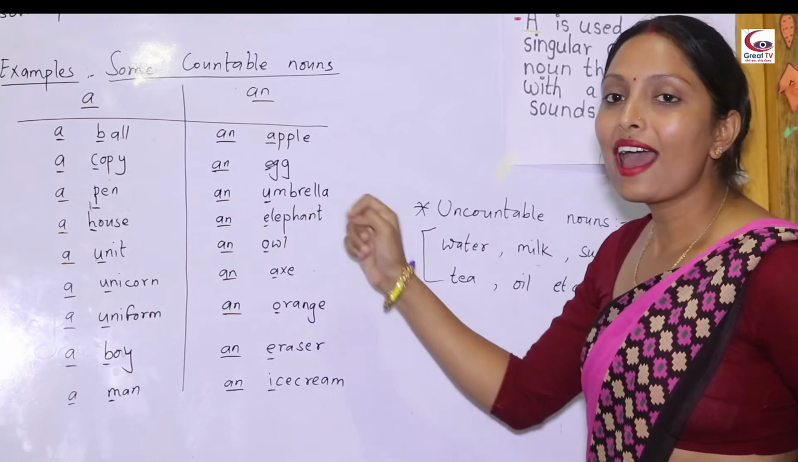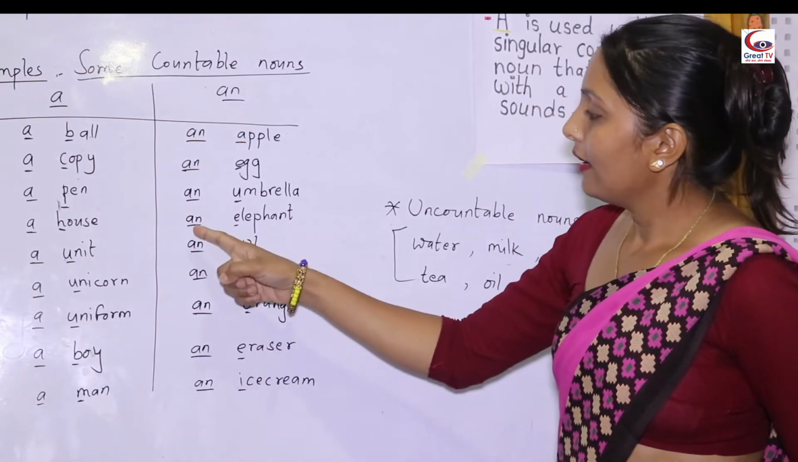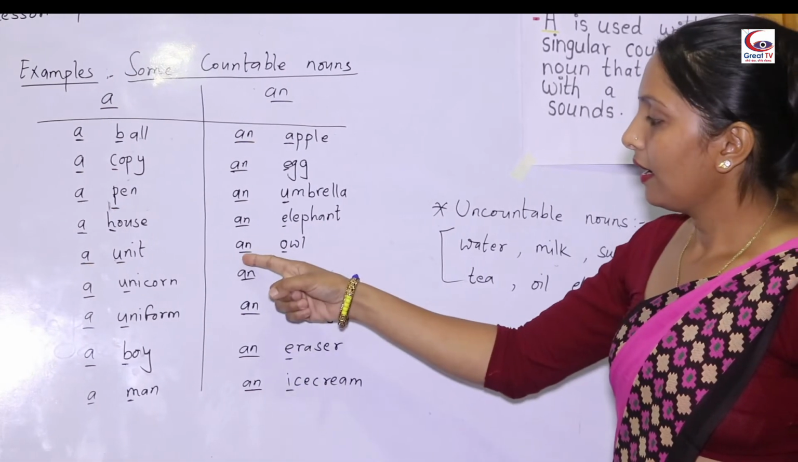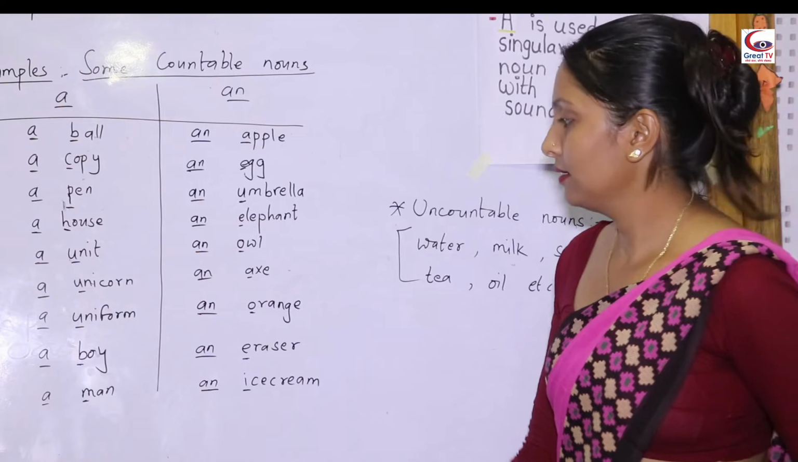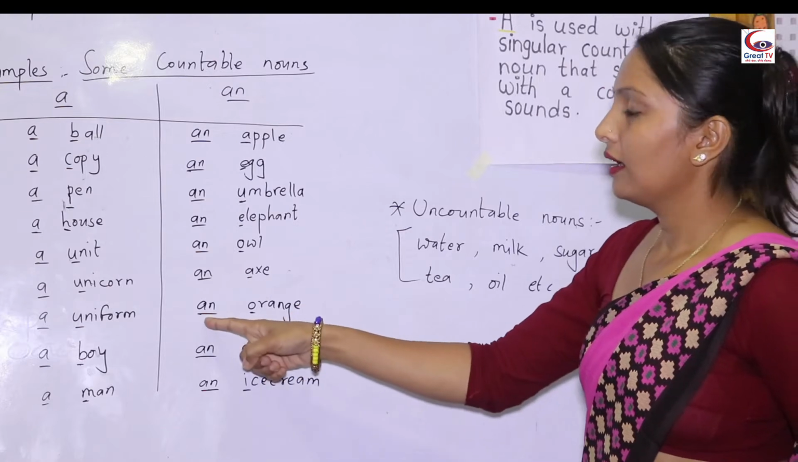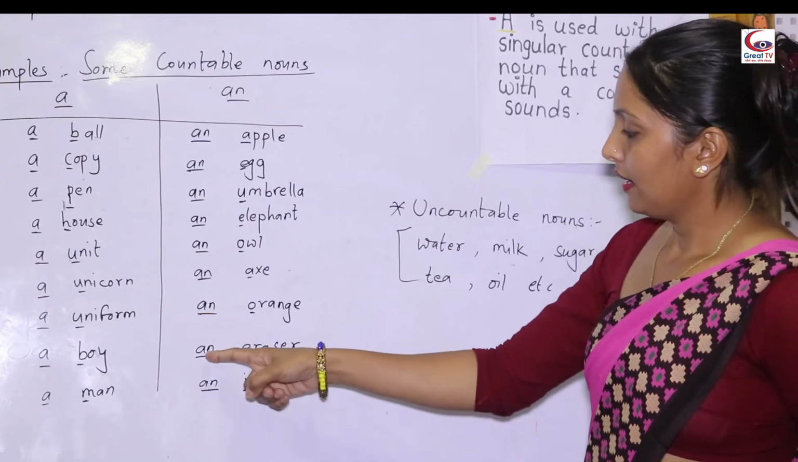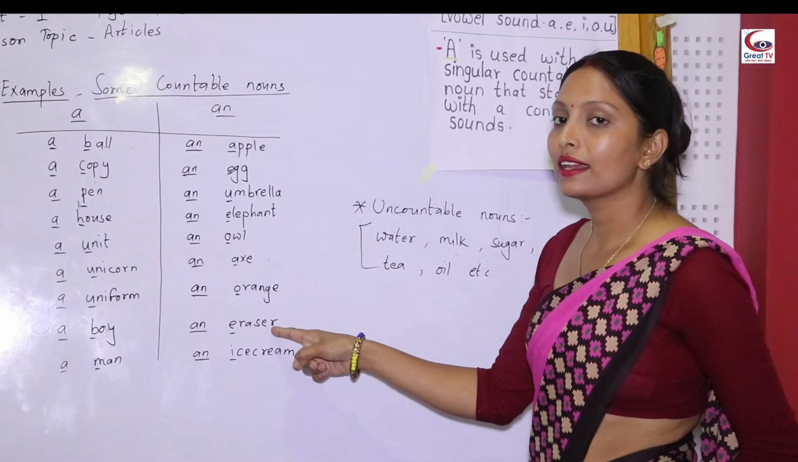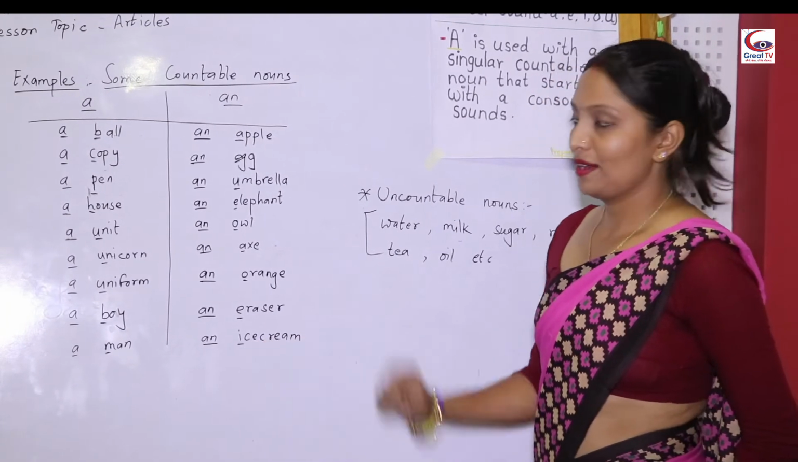An umbrella. An elephant. An owl. An ox. An orange. An eraser. An ice cream.